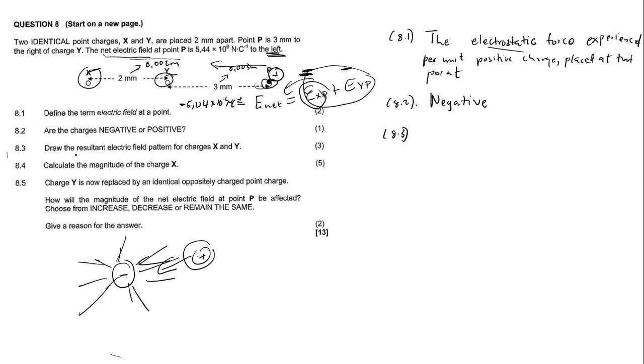Now 8.3 says to us, draw the resultant electric field pattern for charges X and Y. So here, the electric field pattern, you know what the drill is. Draw the resultant electric field pattern for X and Y. Now X and Y, when they see each other, we have determined that both of them are negative, right? Negative charges always repel. So here we have X, which is negatively charged, and here we have Y, which is also negatively charged. The field lines can't move from one point to another because they are both negatively charged. They're going to have to repel each other.